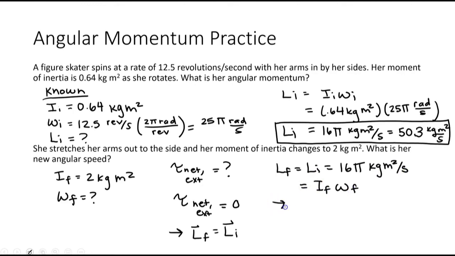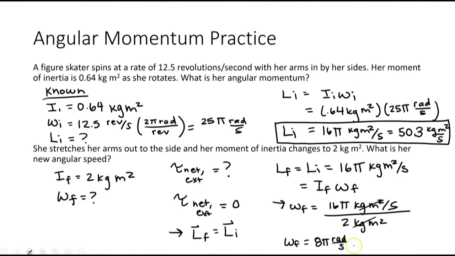And so then we can solve for omega final. It's just going to be 16 pi kilograms meters squared per second divided by I final, which is 2 kilograms meters squared. So these will all cancel. We're left with 1 over seconds, which is really going to be radians per second. And 16 divided by 2 means that we're going to end up with omega final equal to 8 pi radians per second. Or remembering that 1 revolution is 2 pi radians, this is going to be 4 revolutions per second. Okay, so that's going to be her final rotational speed.